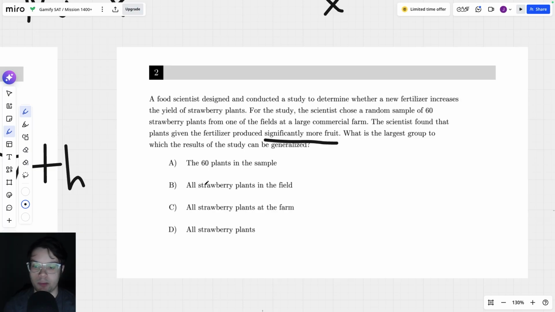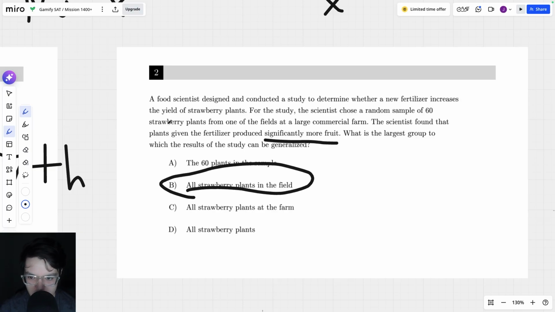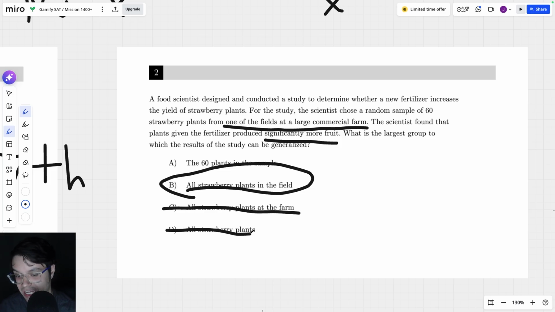You can probably see here it would be all strawberry plants in the field, because that's where they say it's coming from. It's saying 60 strawberry plants from one of the fields at a large commercial farm. They didn't choose it from multiple fields, so we can't say all the plants in the farm as a whole, and we definitely can't say all strawberry plants in the world, because there's way more strawberry plants than what's being shown here.